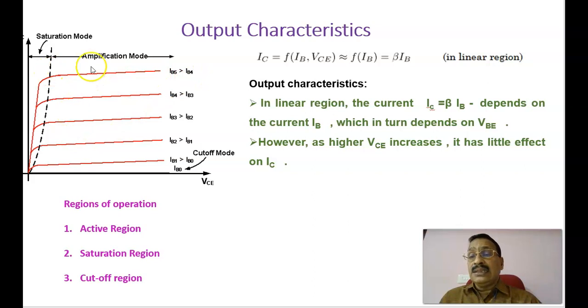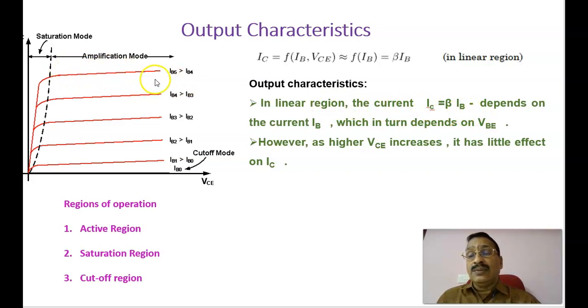Therefore, as IB reduces, the curve shifts downward. For different IBs, this is the variation of VCE versus IC. As you know, the collector current IC is a function of the base current IB as well as the collector to emitter voltage VCE. If you neglect VCE, it is approximately a function of IB only, which is the common emitter current gain beta times IB. Therefore, in the linear region of the output characteristics, the current IC equals beta times IB. This is the linear region.